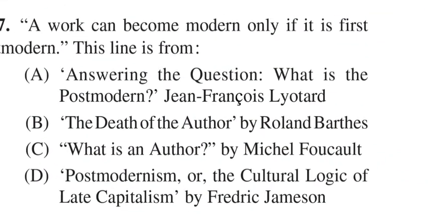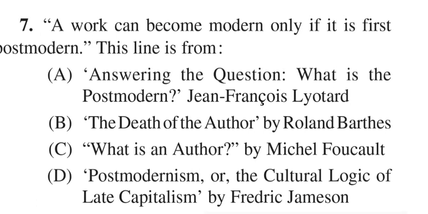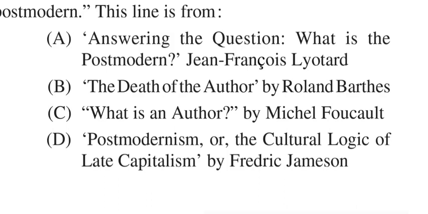Number 7. A work can become modern only if it is first postmodern. This line is taken from answering the question, what is the postmodern? by Jean-François Lyotard, The Death of the Author by Roland Barthes, What is an Author? by Michel Foucault, Postmodernism or the Cultural Logic of Late Capitalism by Frederick Jameson. These books are important. That's why you have to know about them in detail. So do your own research related to it.